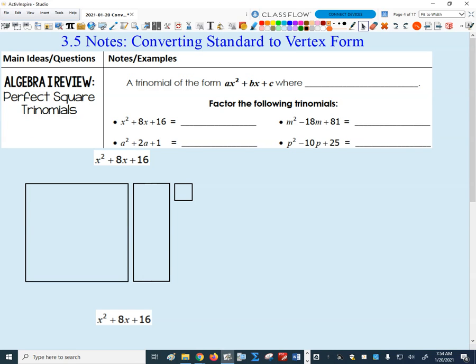Now we're jumping into something a little bit new for today. The topic for the day is converting standard form to vertex form. And there are going to be 2 ways that we can do that.